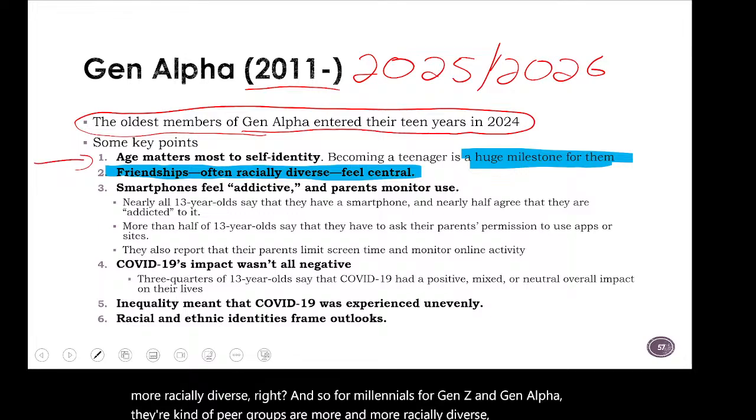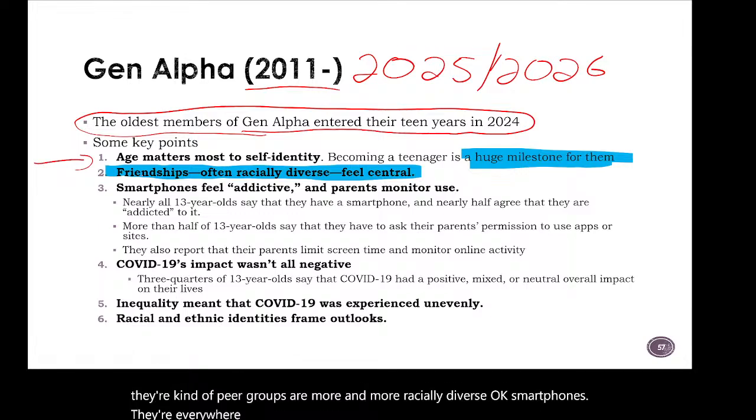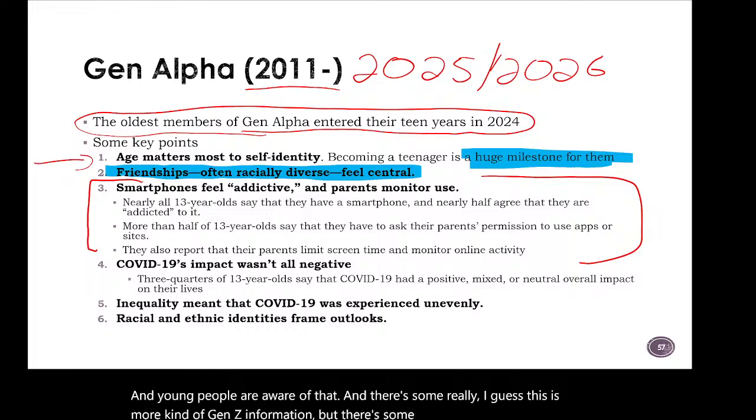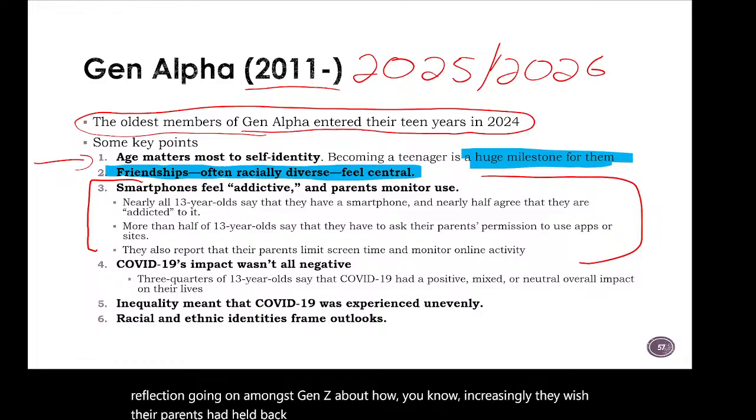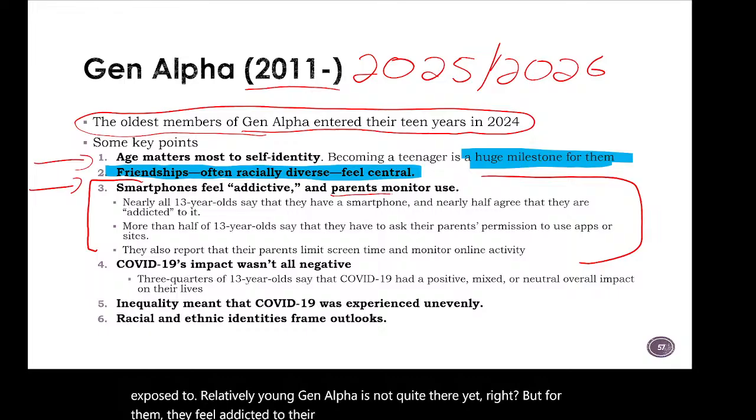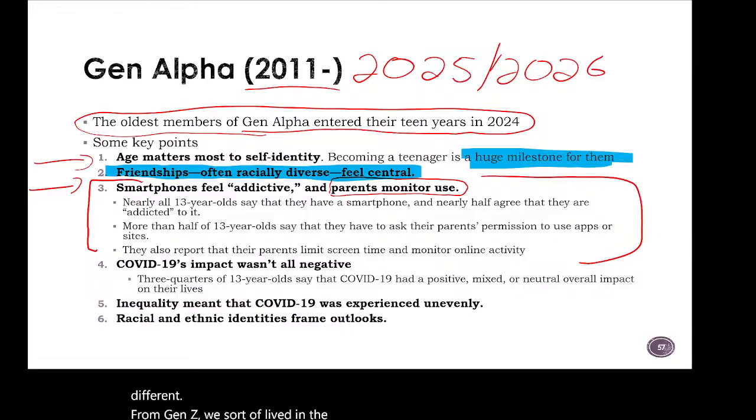Okay, smartphones, they're everywhere as well. Smartphones feel addictive, and young people are aware of that. And this is more Gen Z information, but there's some really interesting reflection going on amongst Gen Z about how increasingly they wish their parents had held back on these technologies more, and how they regret things like social media and especially explicit adult content that they were exposed to relatively young. Gen Alpha is not quite there yet. But for them, they feel addicted to their phones, but somewhat different from Gen Z, who lived in the smartphone Wild West in a lot of cases.